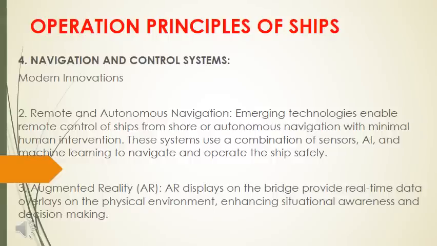Number 2, remote and autonomous navigation. Emerging technologies enable remote control of ships from shore or autonomous navigation with minimal human intervention. These systems use a combination of sensors, artificial intelligence, and machine learning to navigate and operate the ship safely.